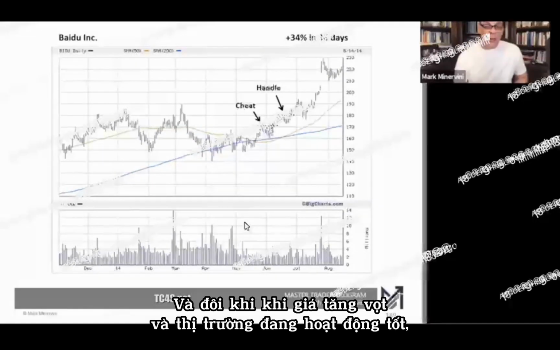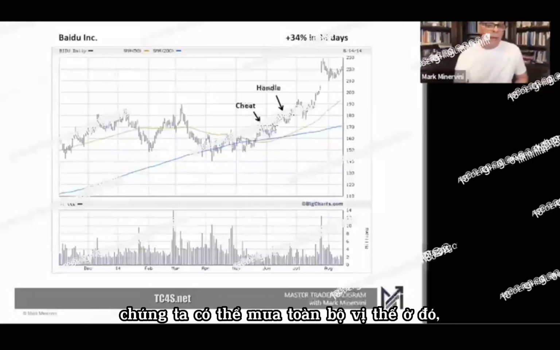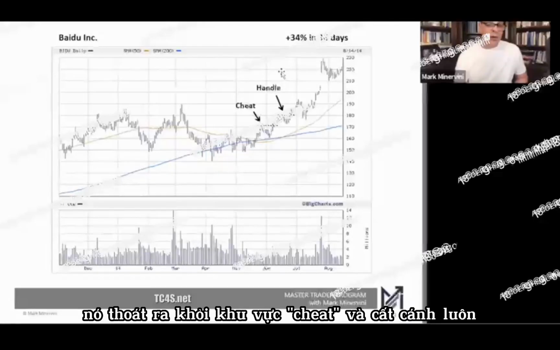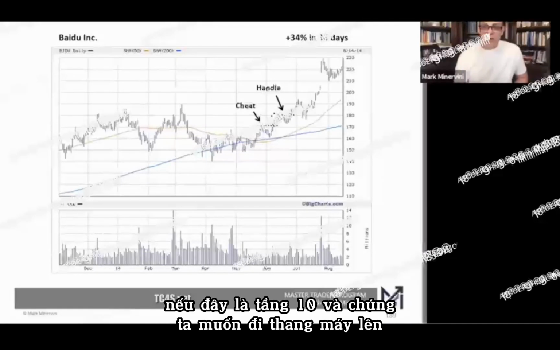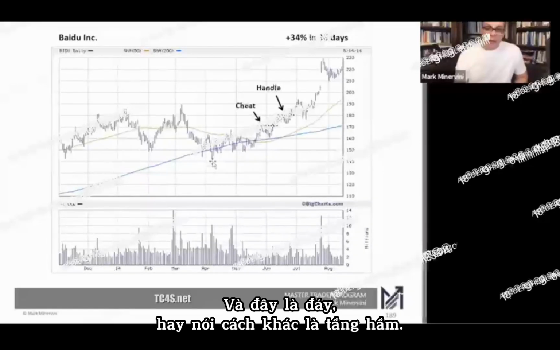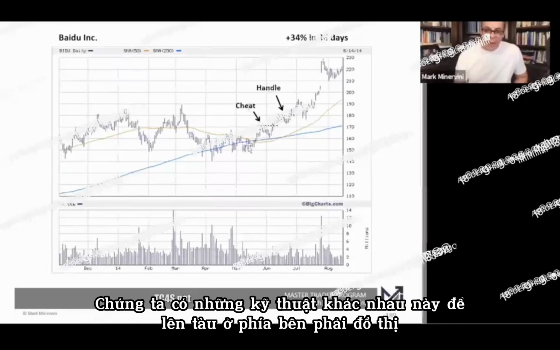And sometimes when things are ripping and the market's doing well, we put our whole position on right there because sometimes it doesn't even set a handle. It comes out of the cheat and it just takes off. So think of this as, if this was the 10th floor to get on and we're looking to ride the elevator up to the 30th, this maybe is the 5th or 6th floor, right? And this is the bottom. This would be the basement right here. So we have these various techniques to get on board up that right side.